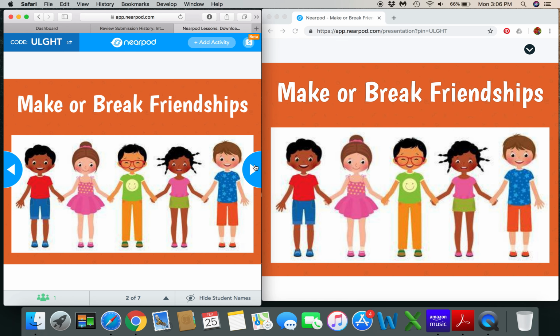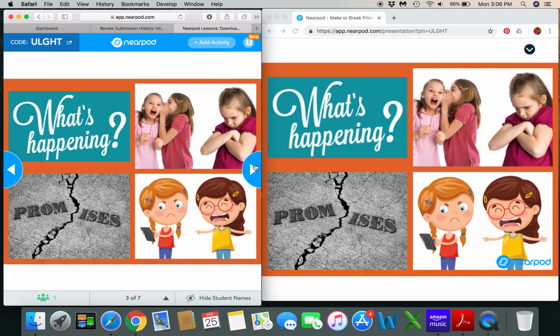And so now the teacher would walk through giving a brief introduction of the lesson and how friendships can either make or break and what plays into that. When she's ready, she could switch. In this slide, we would talk about what these pictures were depicting. So here, obviously, we have gossiping. Here appears to be two girls are not sharing, and here breaking of promises.